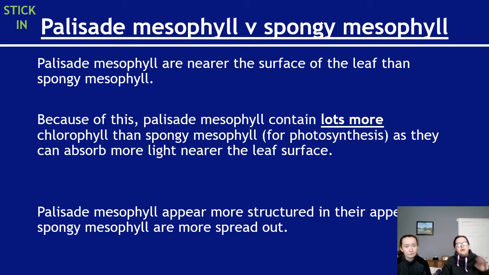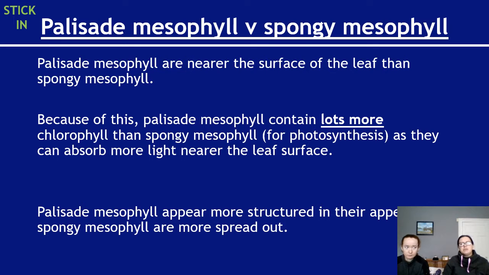All right, now we mentioned palisade and spongy mesophyll. You might get an exam question that asks you to compare their functions or compare how much photosynthesis they're doing. Palisade mesophyll are nearer the surface of the leaf than spongy mesophyll. Because of this, palisade mesophyll have more chlorophyll because they get more light exposure where they are. More light exposure means they have more ability for photosynthesis, so it makes sense that these cells would produce more chloroplasts inside themselves and have more chlorophyll so they can do more photosynthesis.